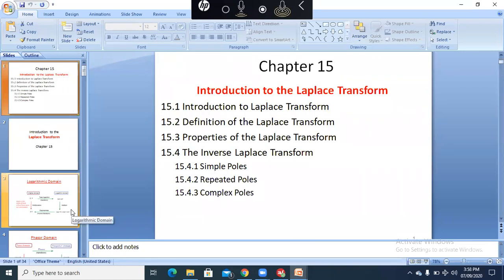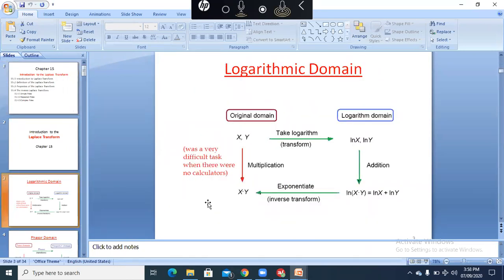So for the logarithmic scale or the logarithmic domain, we learned that we have the original x, y, input, output, and we take the transform into the logarithmic domain, and then we can add these two values, and then we take the inverse transform from logarithmic to linear scale.